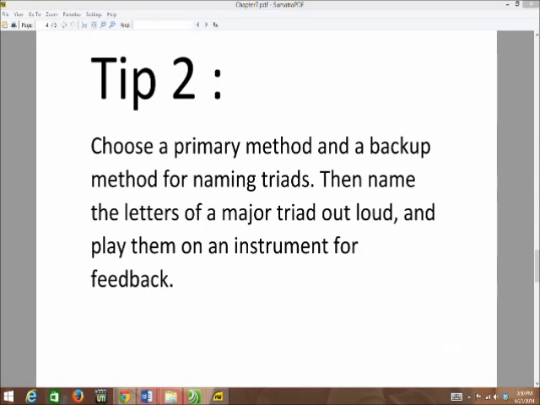Then name the letters of major triads out loud and play them on an instrument for feedback. You will need to be able to identify chords of all qualities, major, minor, augmented, and diminished, but naming major triads is a great starting place.